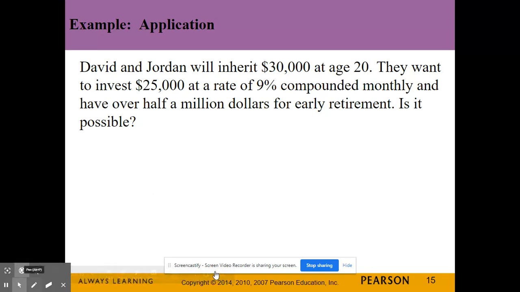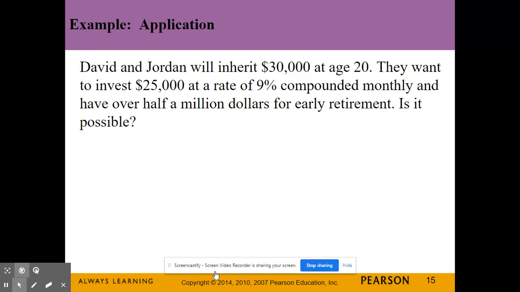Okay, last part of the objective is looking at some applications. So David and Jordan will inherit $30,000 at age 20. They're going to take 25,000 of that and invest it at an annual rate of 9%, compounded monthly. And they plan to have over $500,000 for early retirement.